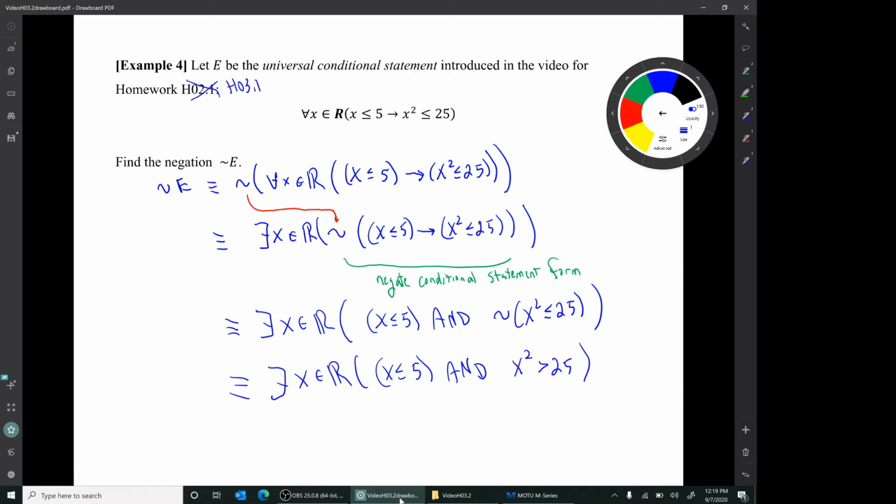So you see that we did this negation in many steps. In the first step, we simply moved the negation one notch to the right. That turned the for all quantifier into a there exists quantifier, and it put a negation in front of the predicate. And then in the next step, we negated the predicate. We negated this conditional statement form, and that resulted in this new statement that was an and statement. And then in the last step, we found the negation of this statement form, x squared less than or equal to 25. The negation of that is x squared is greater than 25.